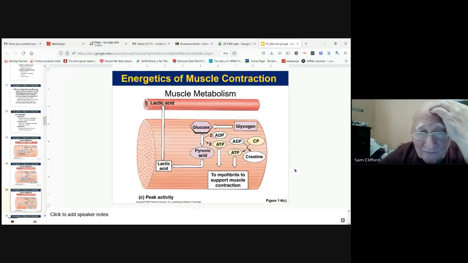Then we have peak activity. Here you have very, very high production of glucose from breaking down glycogen, and very, very quick contractions lead to contraction without oxygen, and lactic acid is formed, and you can get muscle tiredness and muscle burn by the production of lactic acid, which has to be then eliminated from the muscles.